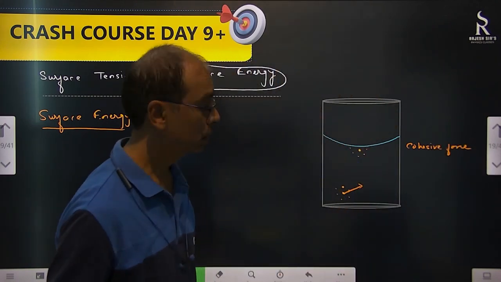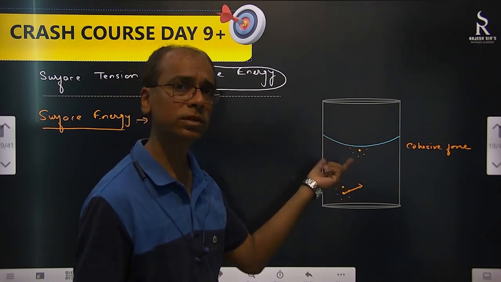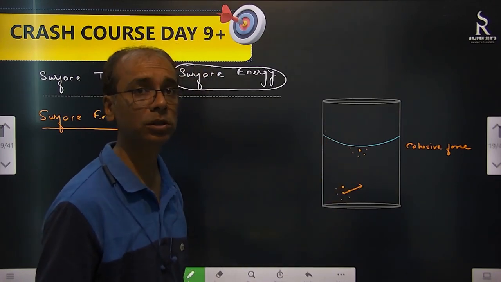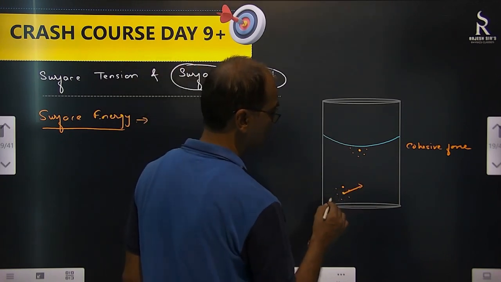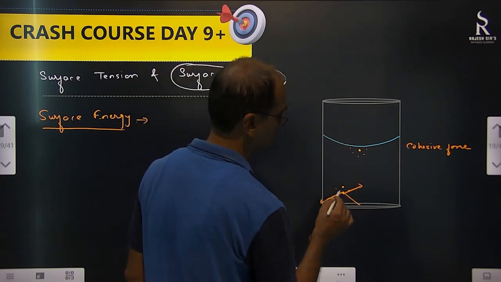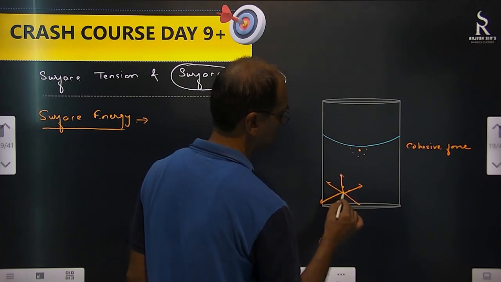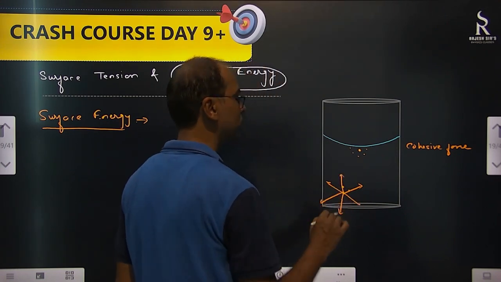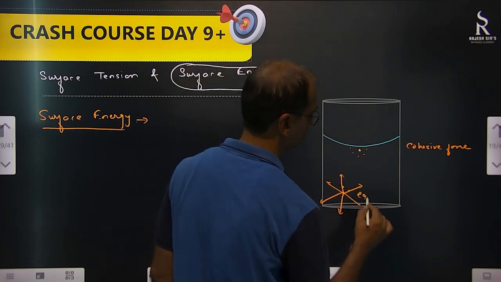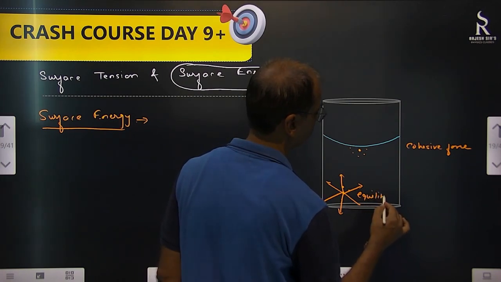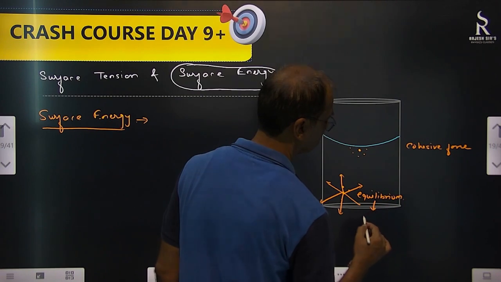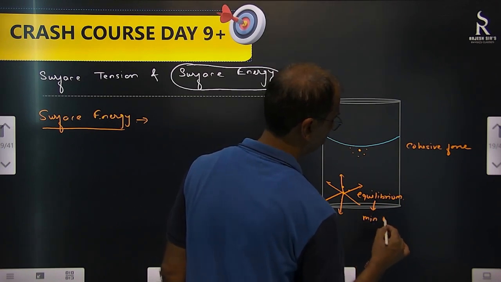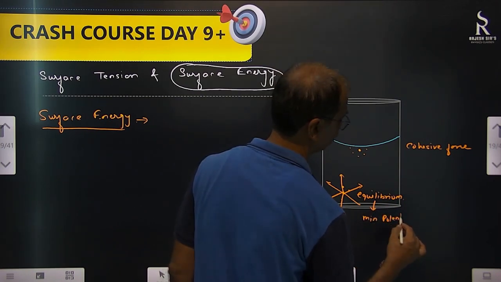Okay, intermolecular, between molecules of the same type, cohesive force. Okay, so here force is like this, here force in this way, here force in this way, here force like this, here like this. So this is actually an equilibrium. Equilibrium means minimum potential energy.